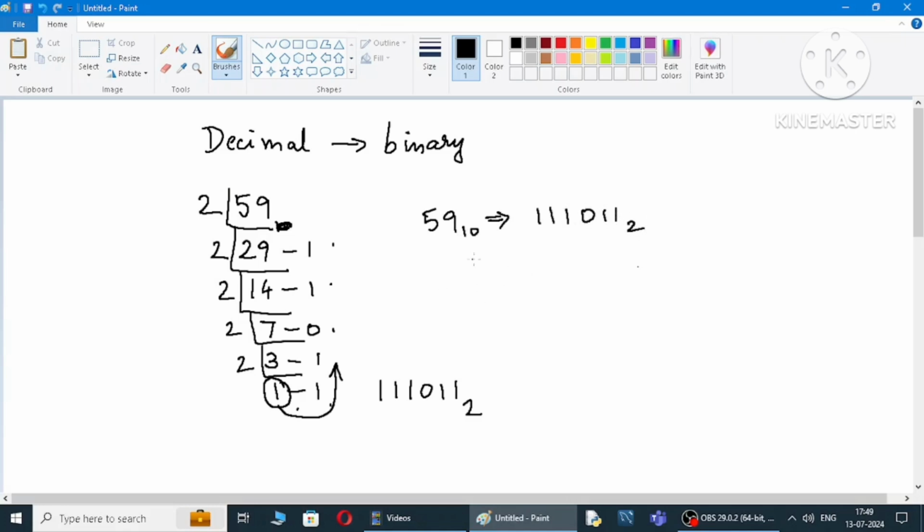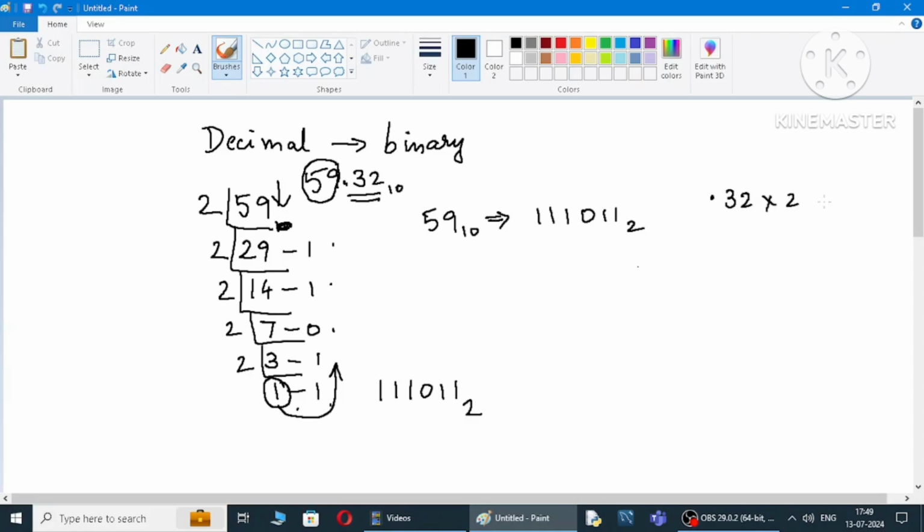Sometimes you will have a number with a decimal point. Say for example, the number may be 59.32 to the base 10. Now how will you do this kind of conversion? This 59 is the same. This is how you do it. 59 is continuously divided by 2. Now this 0.32 should be continuously multiplied by 2. So how will you do this?